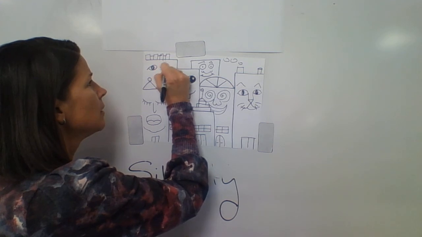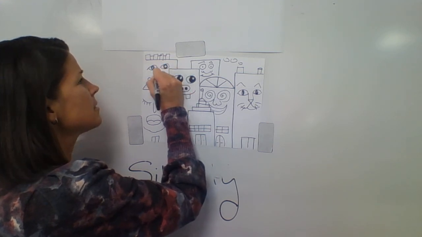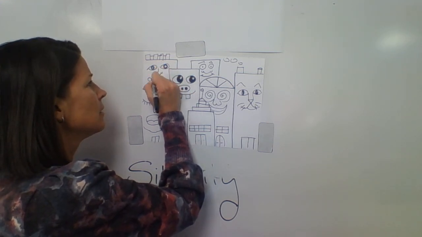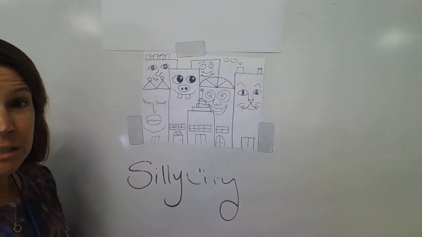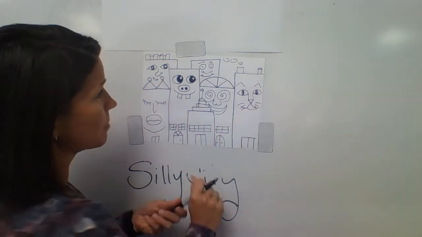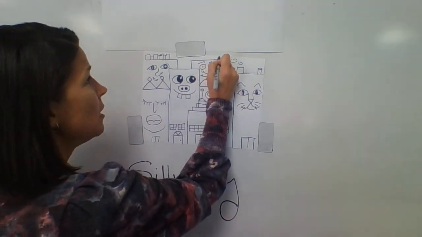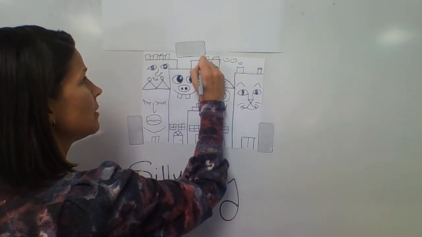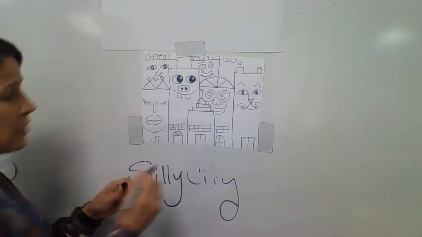So we're just doing kind of like some funny faces here on all these buildings, okay? And don't forget, you need lots more windows. Make sure you have doors. Make sure you have like a chimney or something interesting on the rooftops.